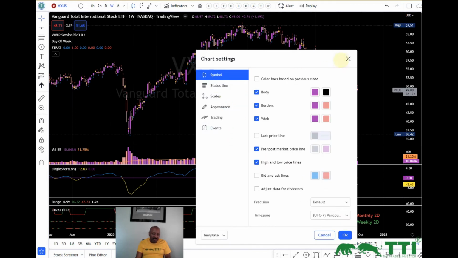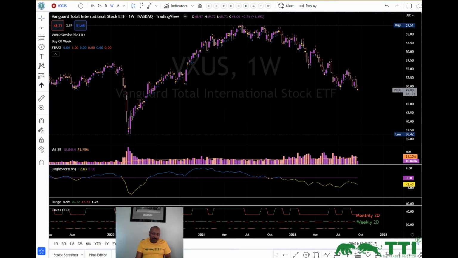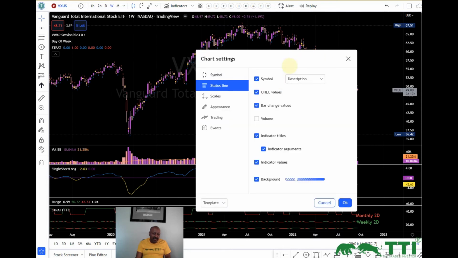But that's how you add it. So you can either add the built-in volume. How do you add the built-in volume again? So if you go to setting, the gear icon, and then on the status line there's volume. And where does that show up in the actual chart? It's not showing down here for you. No. It's only showing up here.